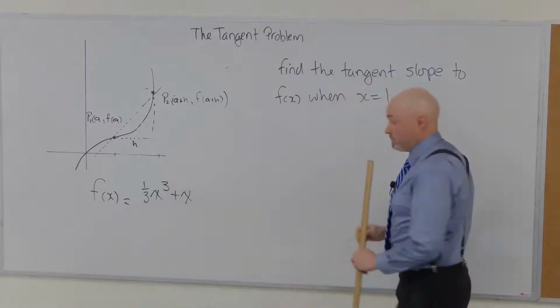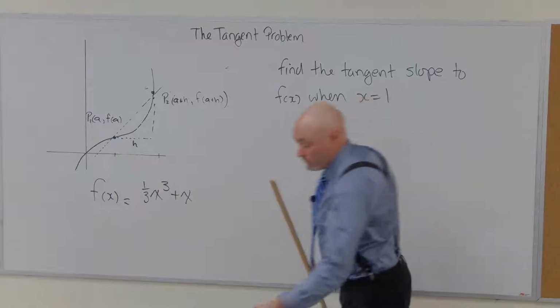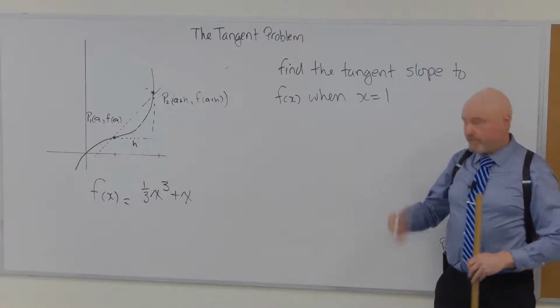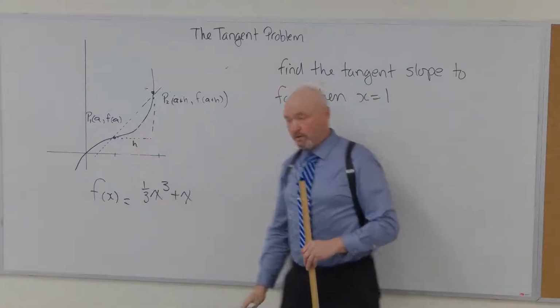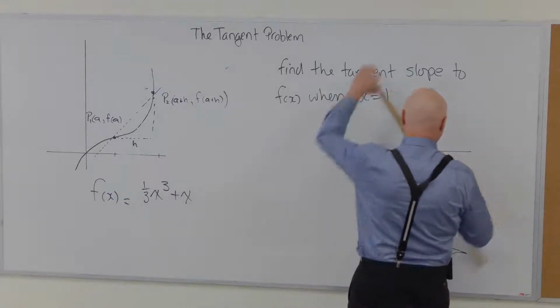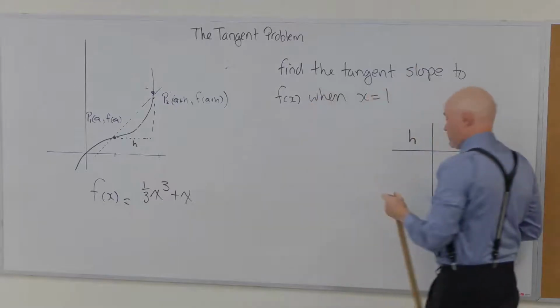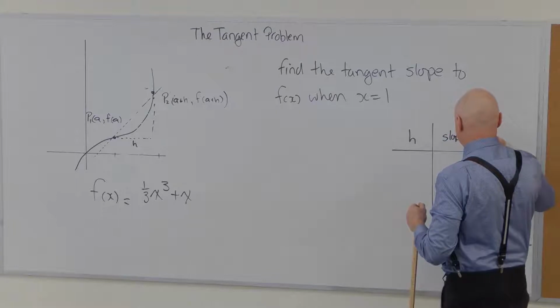When x is equal to 1. So we're going to be using 1 as our point, and we are going to find the slope of the tangent to the curve by seeing what happens to the slope of the secant as h gets smaller and smaller. Okay? So we're going to keep track of h over here, and we're going to keep track of the slope of the secant over here.